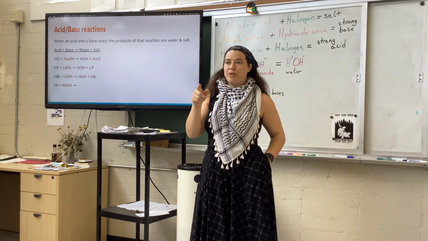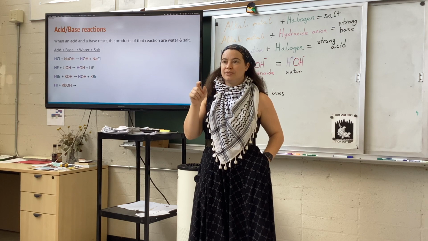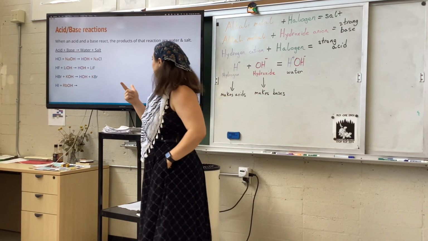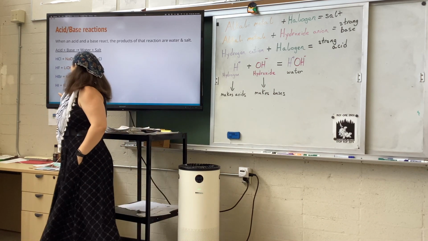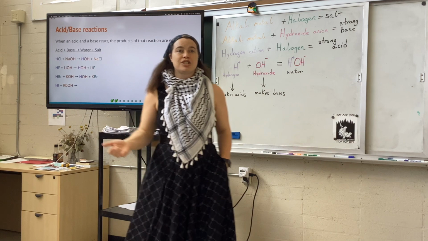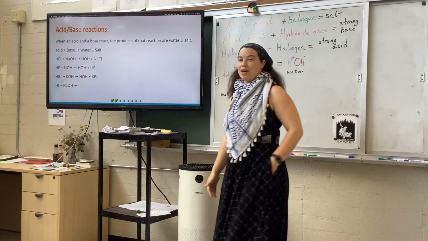All right, Shep, what do you think we're going to get? HOH plus RbI. That's an I, but yes, HOH plus RbI. So rubidium iodide would be our salt, and water, of course, is the water here.